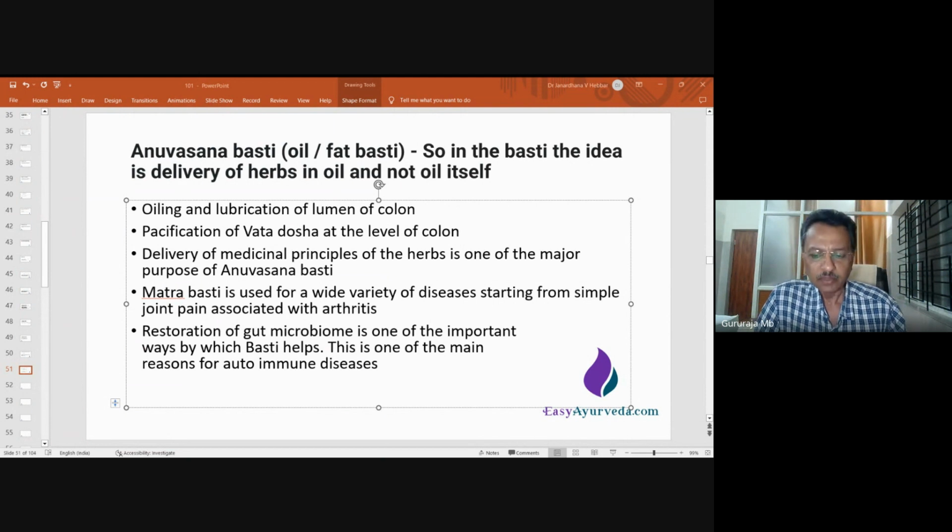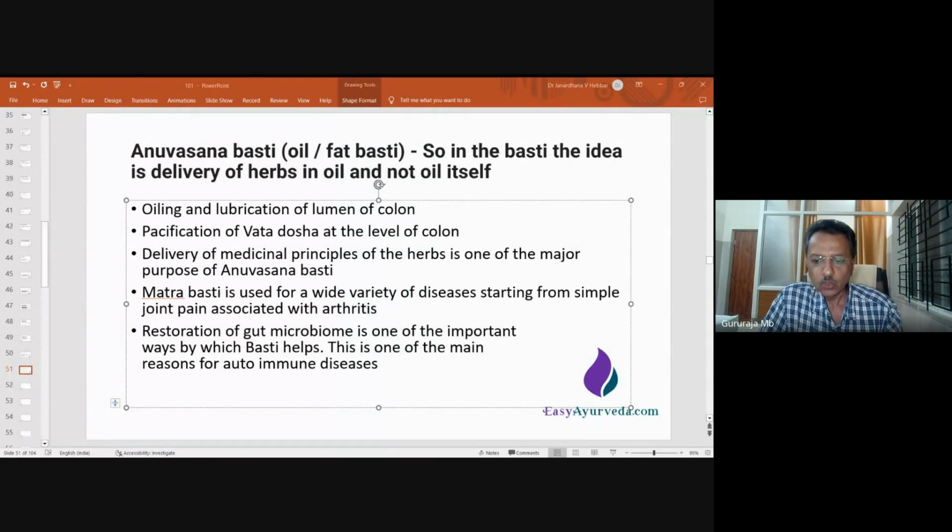So very clear. In Matra Basti, we are using 25 to 30 ml or maximum 50 ml of oil. And that oil is not simple oil, it will always be medicated oil. You are able to fly, and along with that, you have a capacity to strike. If these two things are combined, then that is called the medicated oil.